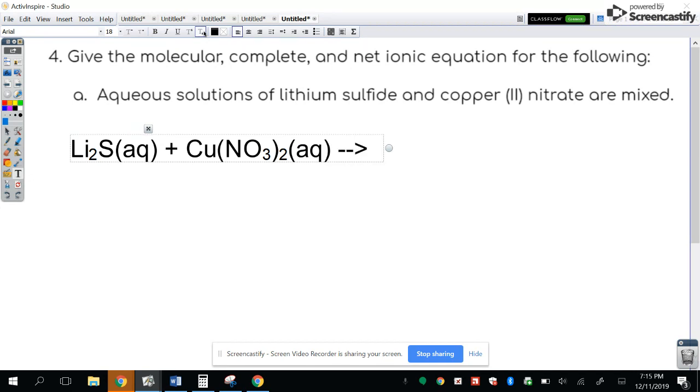Goes to produce what? So this is going to be a double replacement reaction.